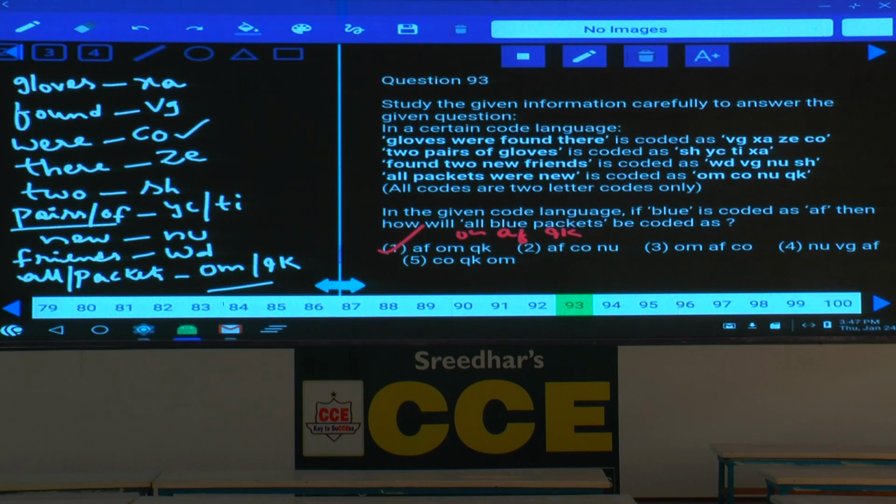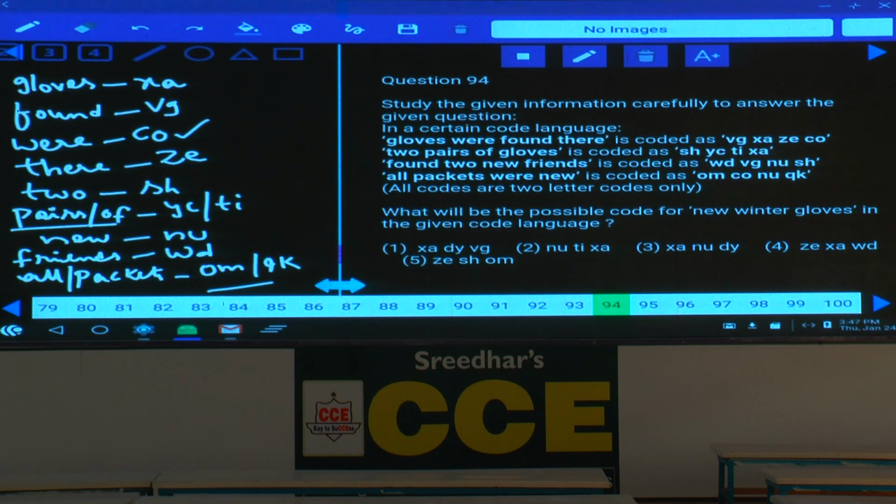Then question number 94. Now, in this question number 94, what will be the possible code for new winter gloves? New. What is the code for this word new? NU. And winter. Is there any word winter here? Winter is nowhere given. And gloves XA. Hence, your code must be NUXA. Apart from this one, winter, there is a possible code. As winter is nowhere present, the code to this word winter can be any code other than the given codes.